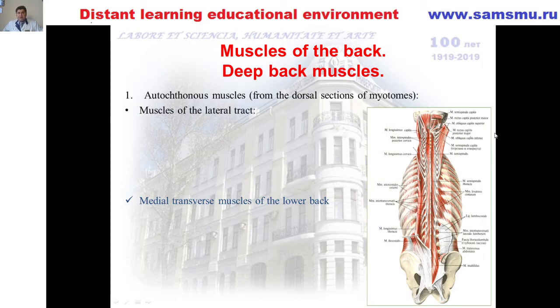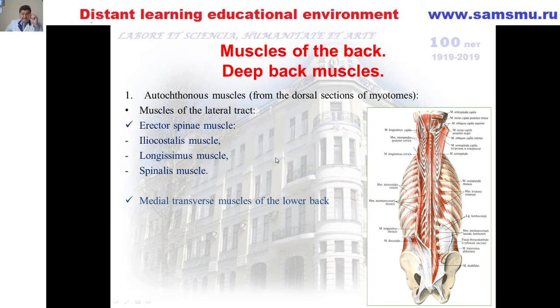Next, we'll talk about lateral tract muscles. The characteristic feature of this tract is the attachment of the muscles to the vertebral transverse processes and the ribs or to their rudiments. The sacrospinal muscle, musculus erector spinae, you may see this muscle on this picture, constitutes the main mass of the autochthonous musculature of the back.